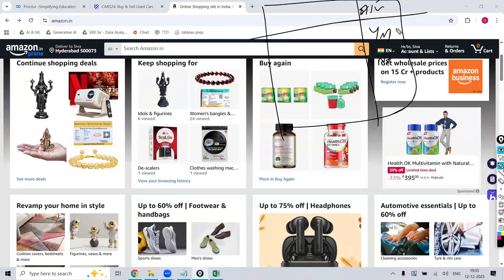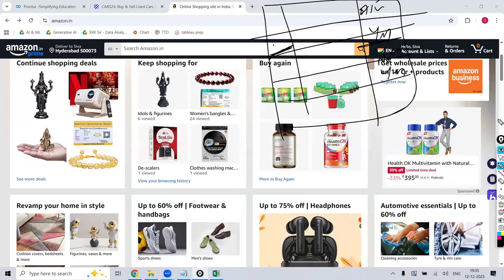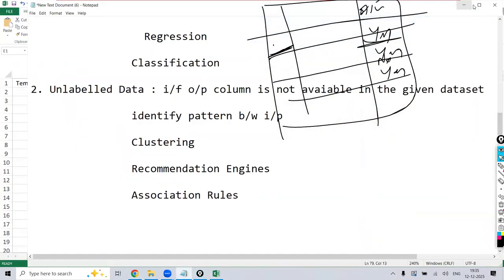Whenever you have purchased, for example, you have purchased today's date, on that day, offer is going on. One more time you have purchased, on that day also offer is going on. One more day you have purchased, on that day also offer is going on. Now each time you are purchasing, the offer is going on. Means only the offer days you are purchasing.